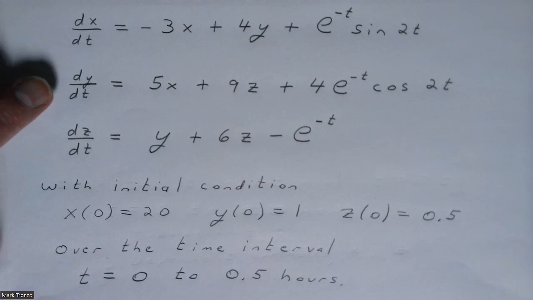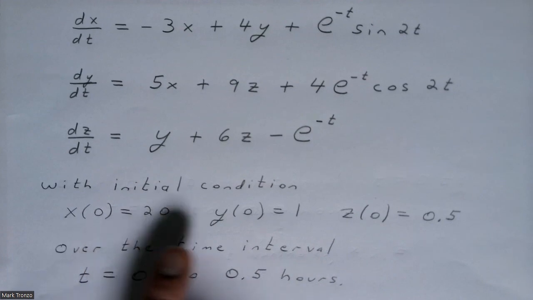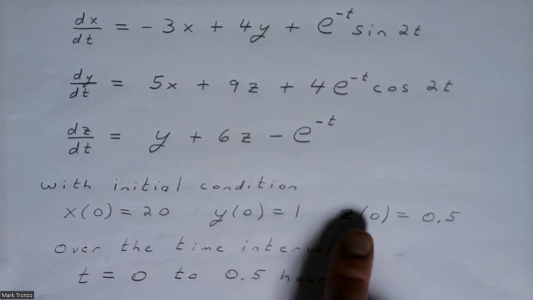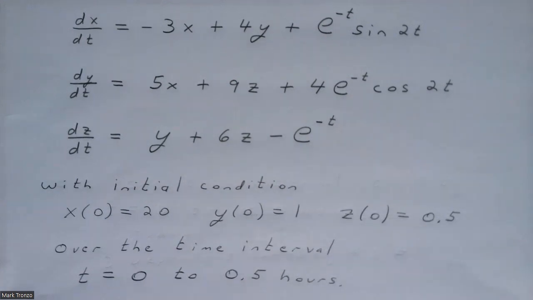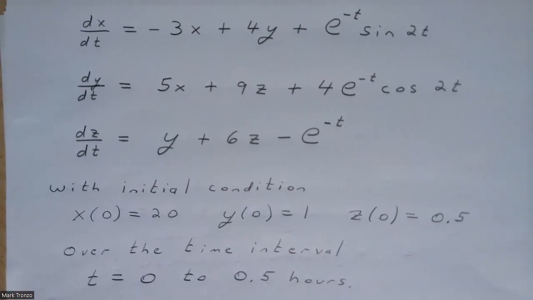We have dx dt, dy dt, dz dt with the initial condition x at 0 is 20, y at 0 is 1, z at 0 is 0.5. And we want to solve this system of differential equations over this time interval, t equals 0 to 0.5 hours. So we're assuming that t then is measured in hours. And so we're going to go through this. Now notice a couple of things.